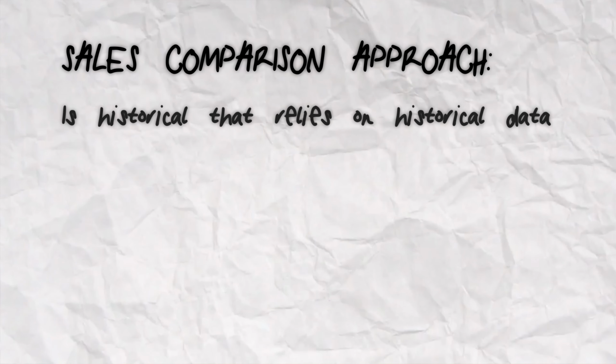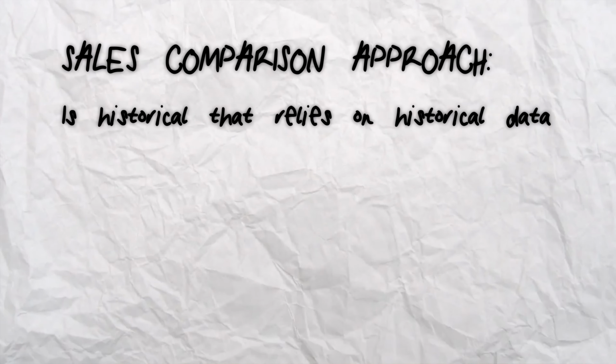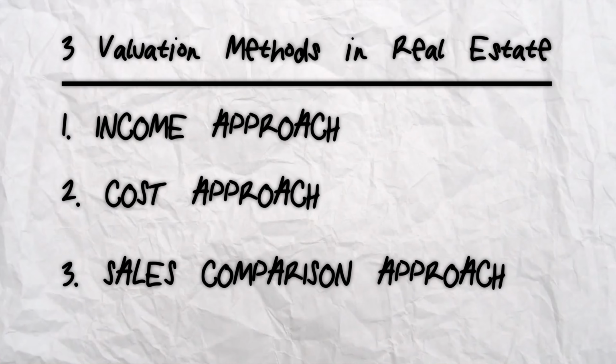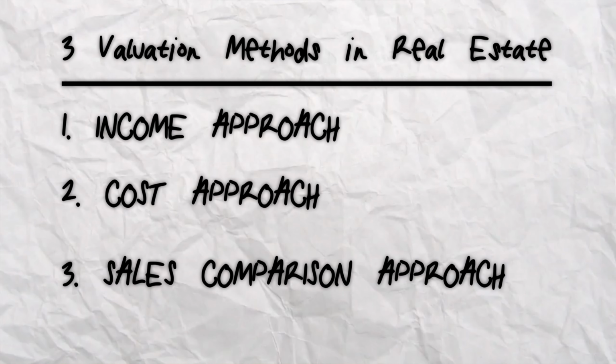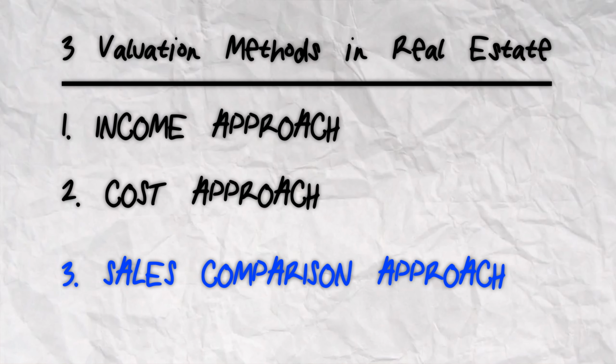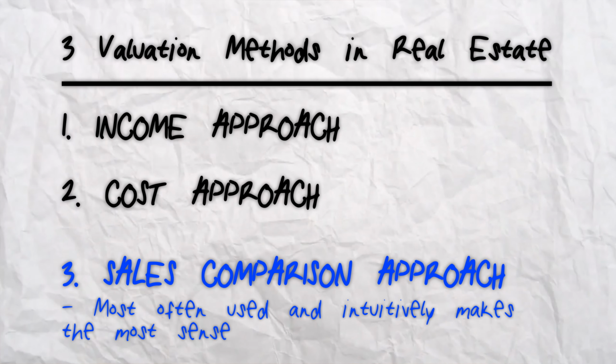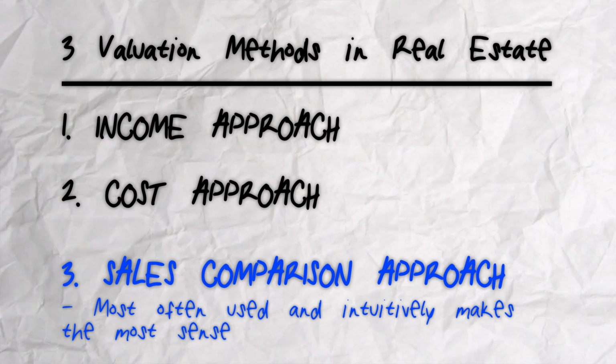So that is one of the biggest drawbacks of using the sales comparison method. It is historical, and it does rely on historical data. So if that historical data was flawed or had some inherent biases, those are going to continue to be carried through. That is the primary flaw with using the sales comparison method. That said, out of all the evaluation methods, the three that I just showed you, the sales comparison method, in my opinion, is by far the one that we use the most, and it intuitively makes the most sense.